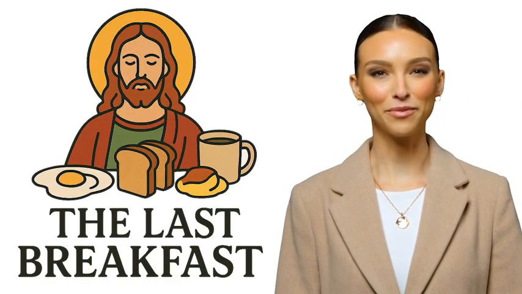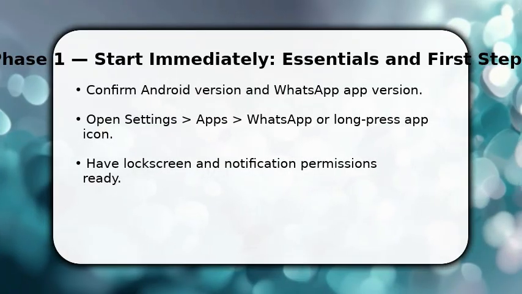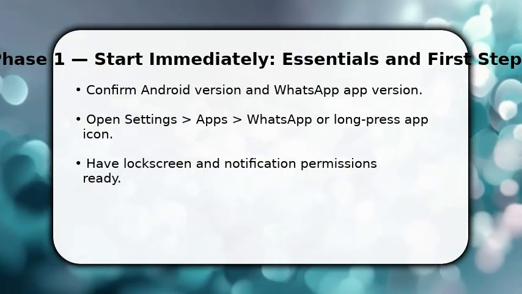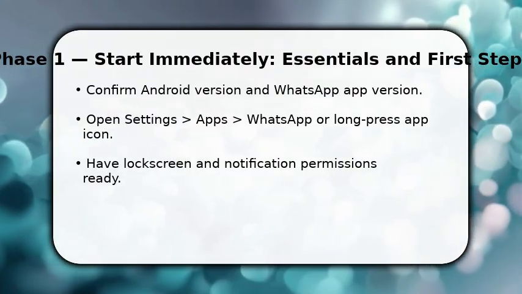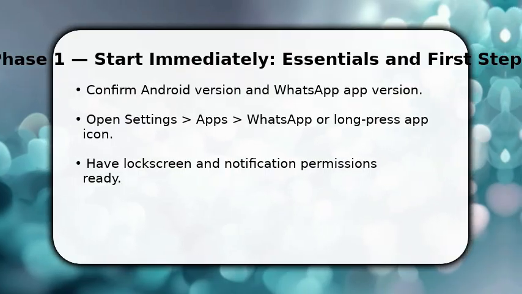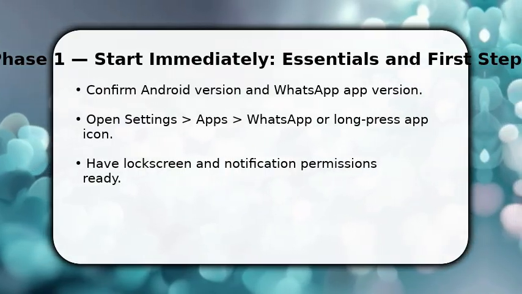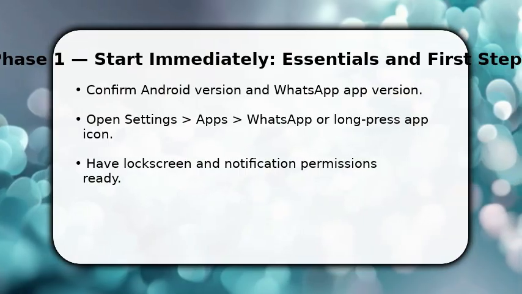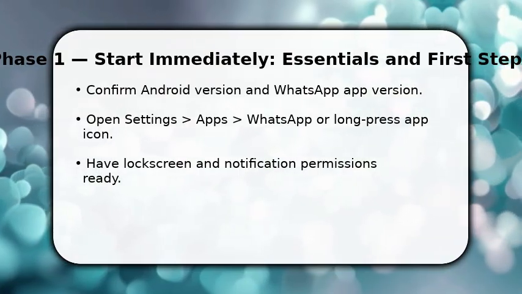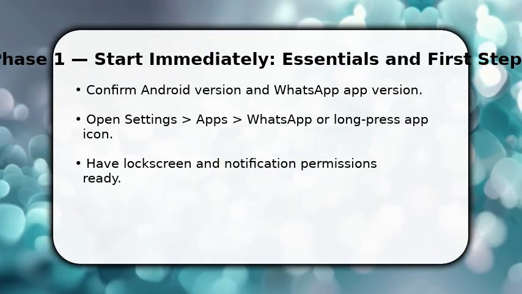Please enjoy the video. You start by confirming basic prerequisites. Android version and WhatsApp are up to date, and you know where Settings Apps is. Once done, long press the WhatsApp icon or go to Settings Apps WhatsApp to open App Info. This gets you straight to notification controls.